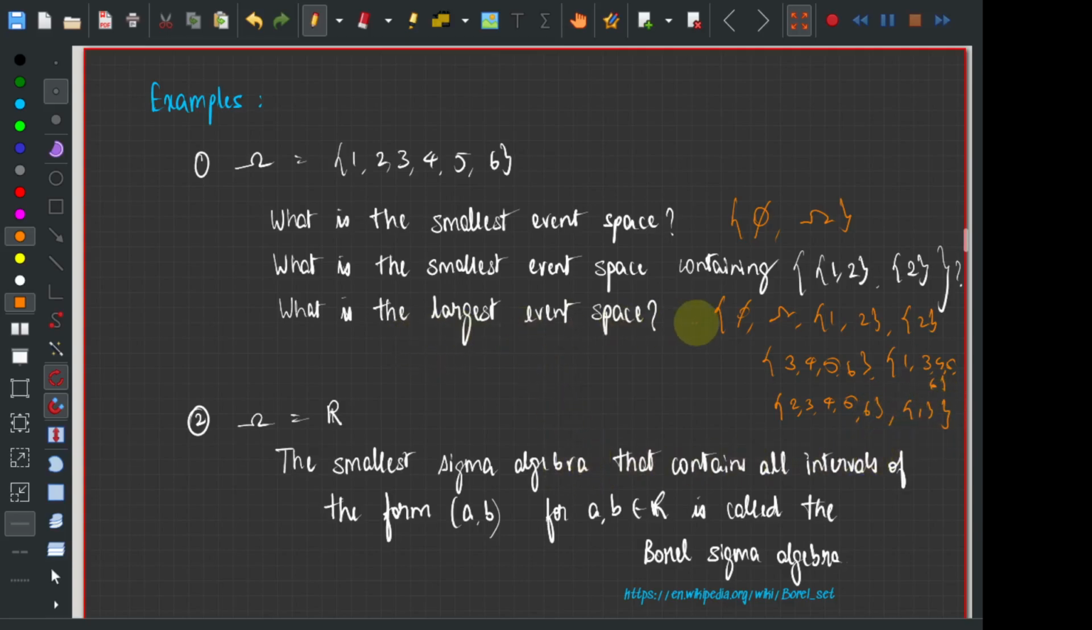So what is the largest event space? The power set of all possible subsets. And how many elements are there? 2 to the power 6.